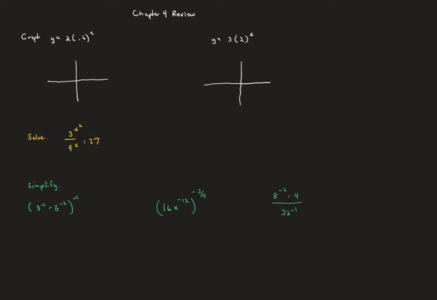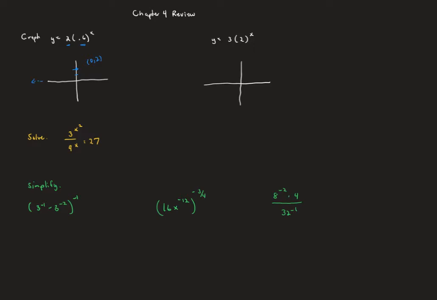I'm going to work some problems here to review for the Chapter 4 test. So first we're going to graph y equals 2 times 0.6 to the x. Hopefully we recognize that because the base is less than 1, this is going to be a decay function, and that when x is 0, 0.6 to the 0 is 1, and the 2 is going to be a vertical stretch. So in particular, this curve will go through the point (0, 2).